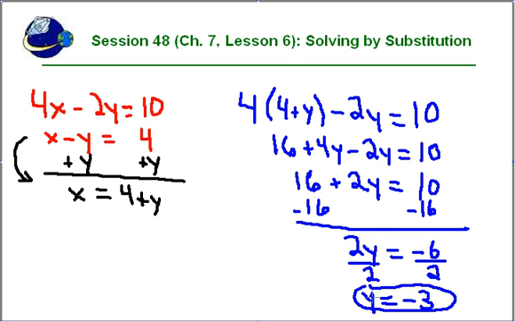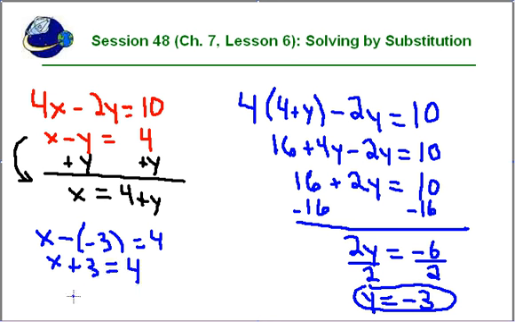Now we simply take this and stick it back into one of the equations to find out what our x value is. Let's take a look at our second equation here. We have x minus y. Well, y is minus 3, so we have x minus a minus 3, and that equals 4. Well, remember, minus a minus is the same thing as adding a positive. So what this really is saying is x plus 3 equals 4. So what does x equal? 1. Because 1 plus 3 is 4.